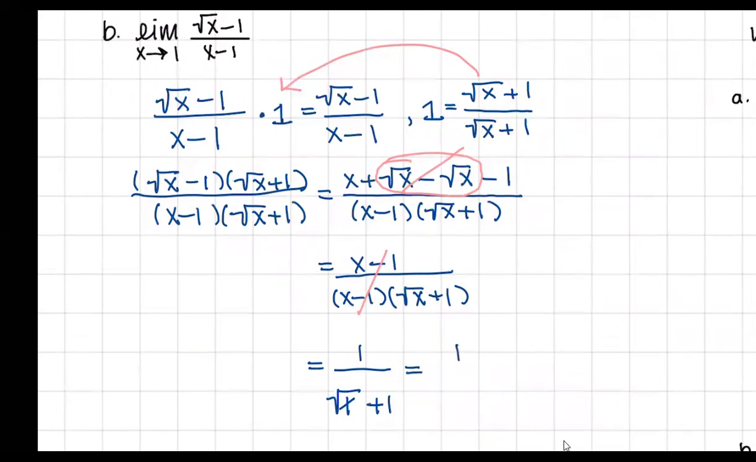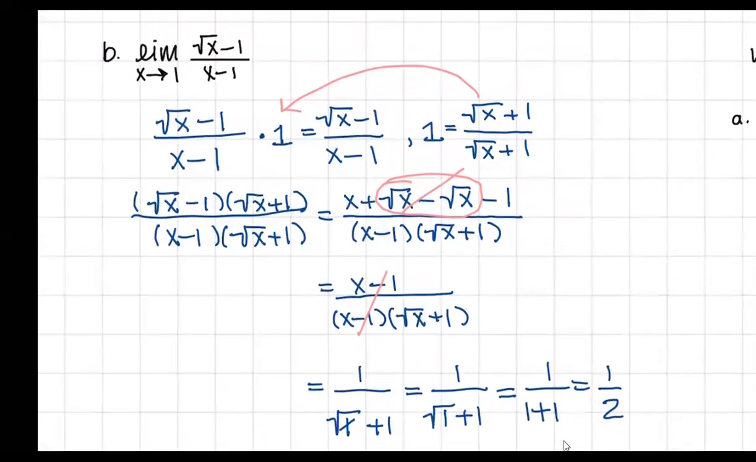We get 1 over 1 plus 1, which is the same as 1 over 2. So it took a little finagling and a little mastery of some algebraic steps, but we were definitely able to figure out the limit as x approaches 1 of root x minus 1 divided by x minus 1.